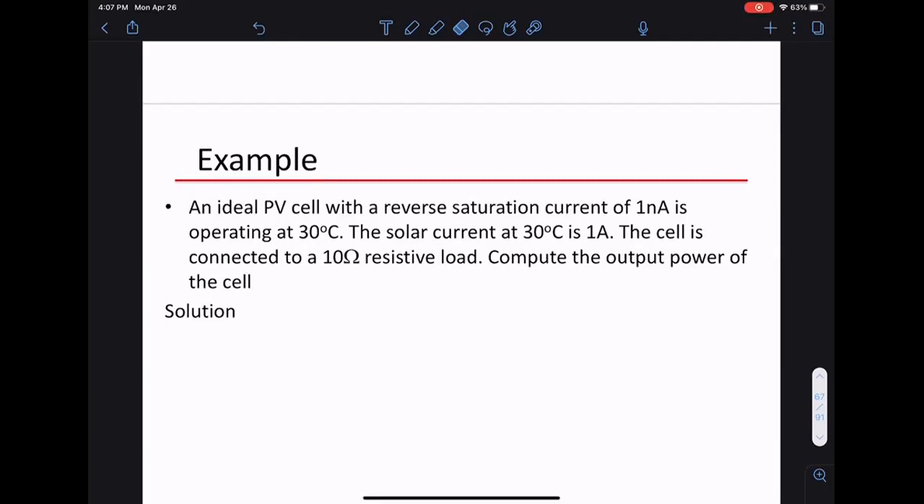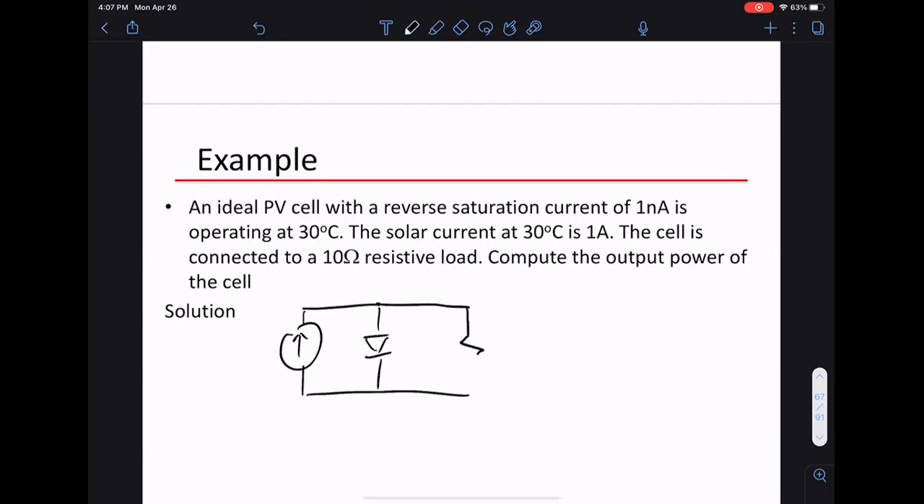So here we have a resistor instead. We know this is 10 ohms. We know the solar current is 1 amp. We know the temperature we're operating at. So we want to compute the power draw from the load, or the power output of the cell.